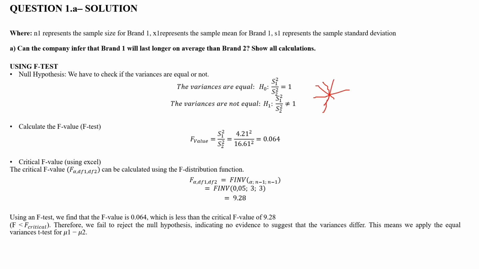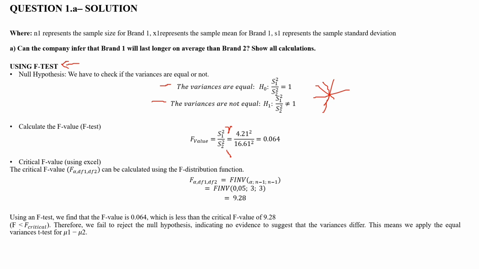We start by using the F-test to check if the variances of the two samples are equal. Our null hypothesis is that the variances are equal. The alternative hypothesis is that the variances are not equal. We can now calculate the F value using the formula, the standard deviation for brand 1 and that of brand 2, both squared, and it should give us 0.064.